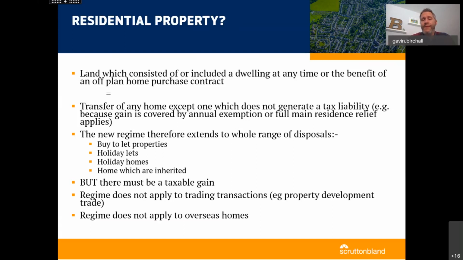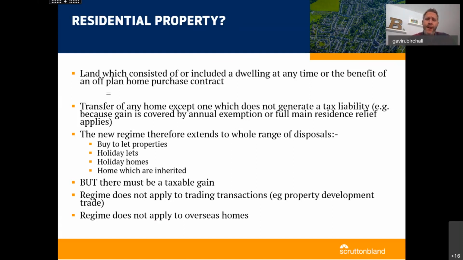Now, in terms of if you were selling some garden land, that would not be included within this new regime, because the key aspect is it's got to involve a sale of a dwelling or a disposal of a dwelling.